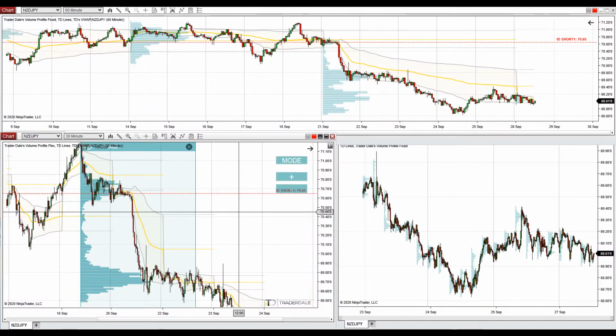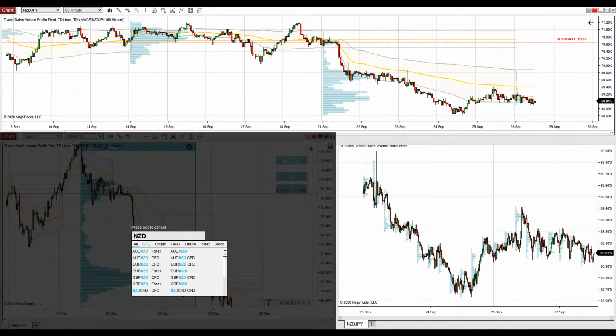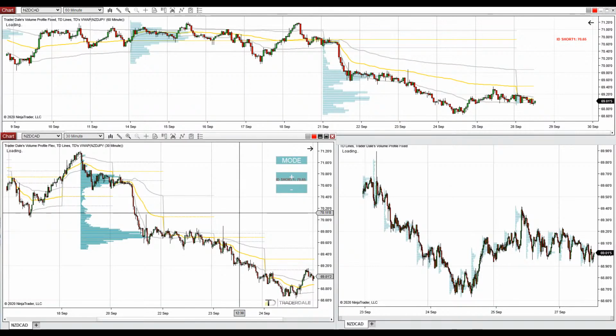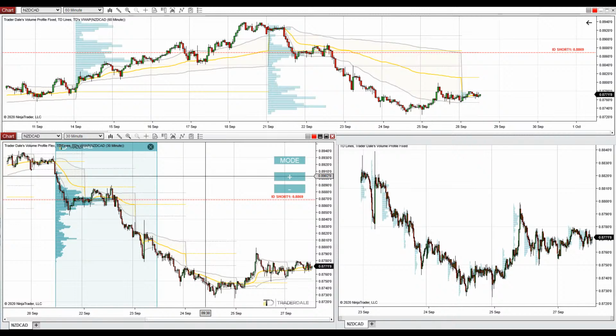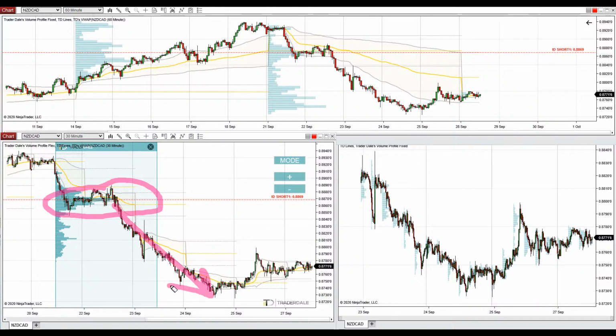And the last trading idea which I would like to show you in this video will be on the New Zealand dollar, Canadian dollar. So let's have a look at it. So this is the New Zealand dollar, Canadian dollar, and there's also the volume accumulation setup. There were massive volumes created in here in this rotation, and afterwards the price went downwards in a downtrend.